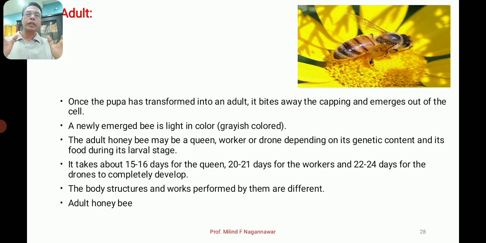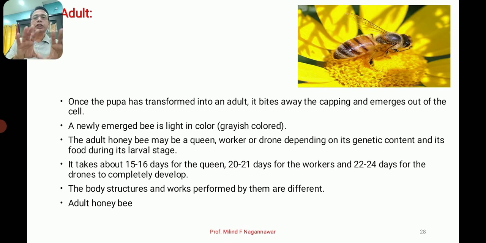Then the complete development of these honeybees takes 15 to 16 days for the queen, 20 to 21 days for the workers, and 22 to 24 days for the drones to become completely developed. Is it clear? So that's from the egg to the larva to the pupa and to the adult. It takes 15 to 16 days for the queen, 20 to 21 days for the worker, and 22 to 24 days for the drones for the complete development.